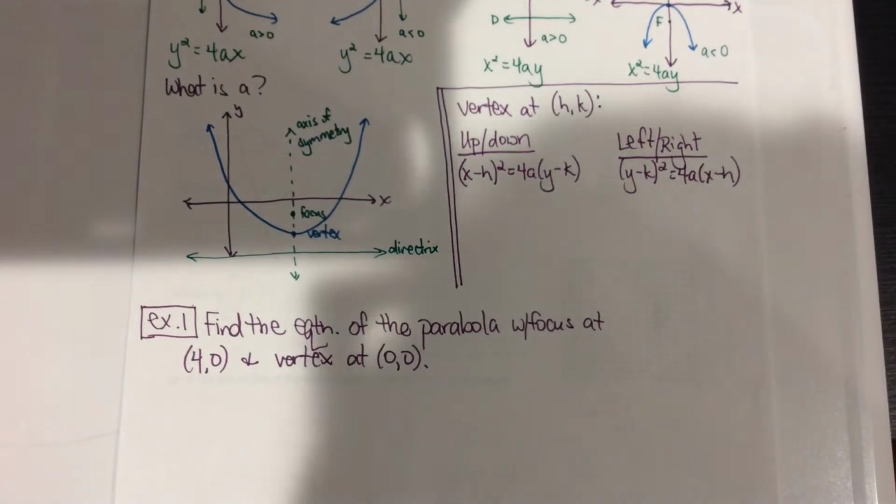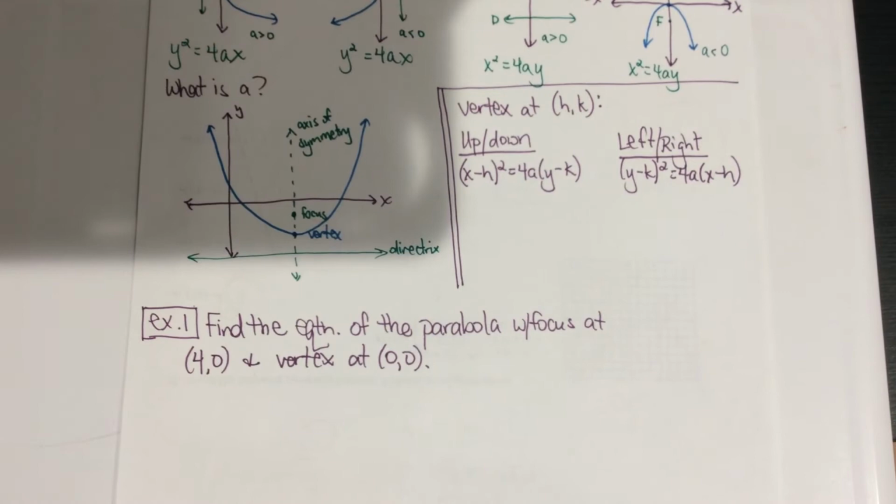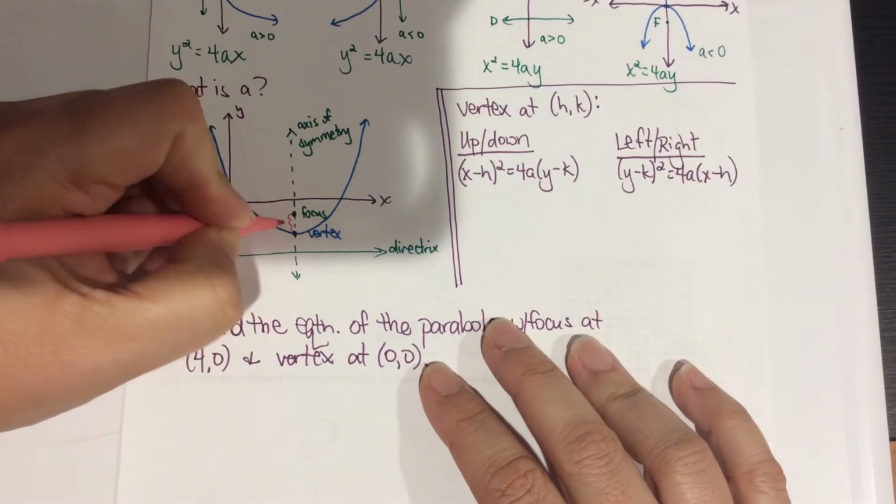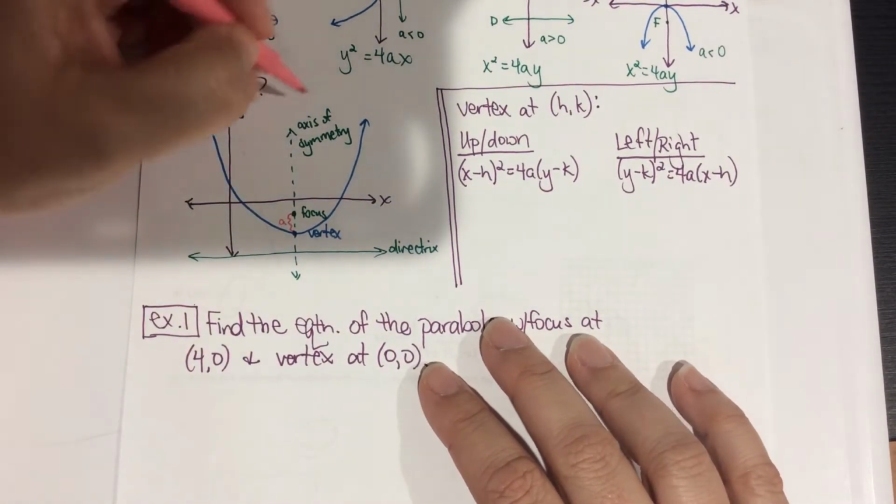Okay. A is the distance from the vertex to the focus. A is the distance from the vertex to the focus. A is called the focal length.